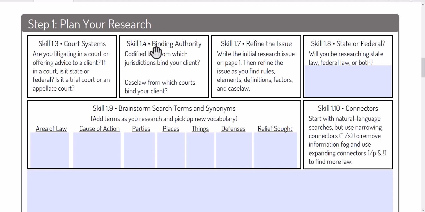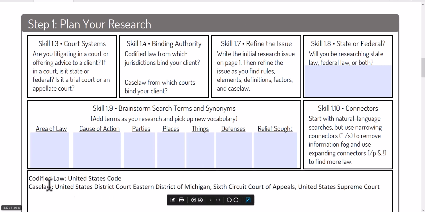And that gets us to skill 1.3, codified law from which jurisdictions bind your client. So if we are in the Eastern District of Michigan, then case law from the Eastern District of Michigan. I'll write these here in a second so you don't have to watch me type. Okay, so I just typed down here. So codified law that's binding would be anything from the United States Congress, which would be the United States Code. I don't think we need to do regulations here. That's typically not something that you would look at for a litigation like this, or future litigation.